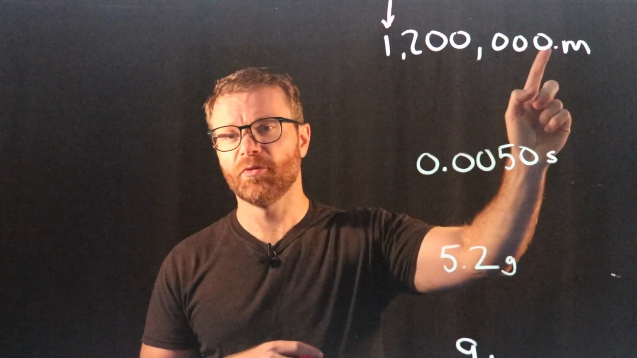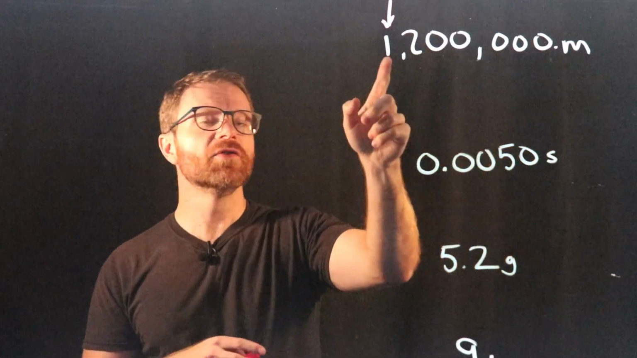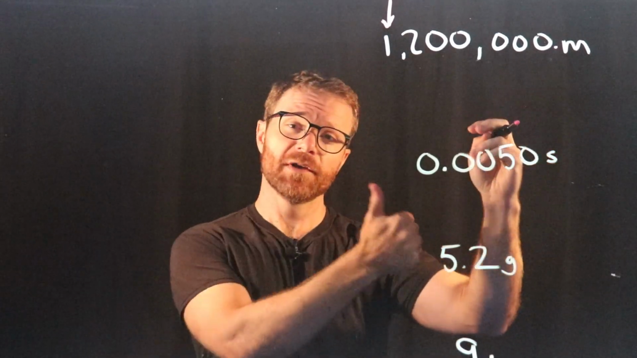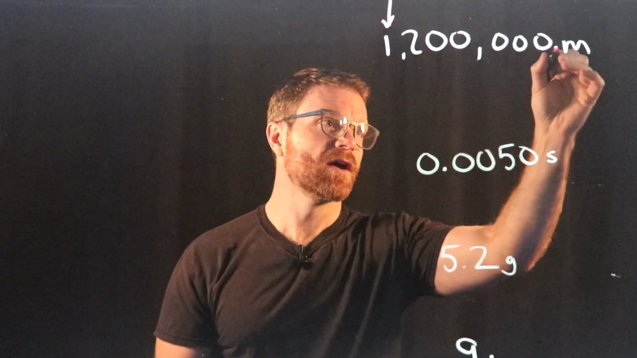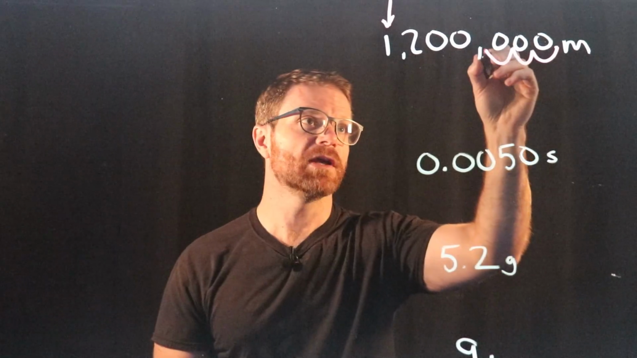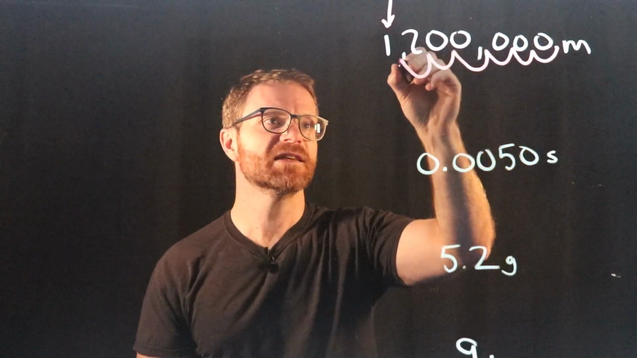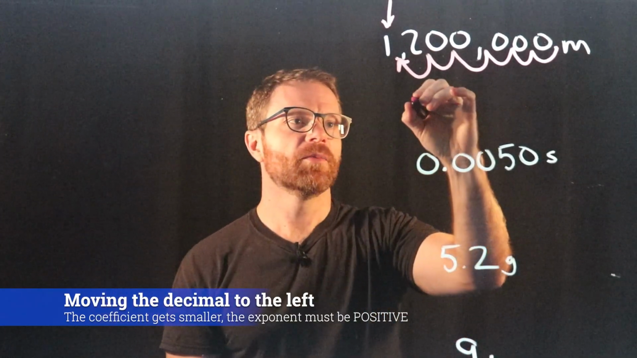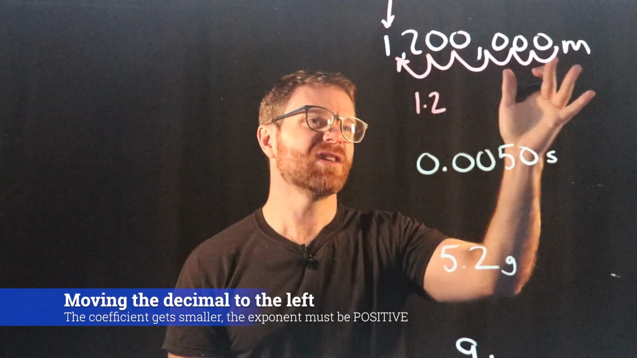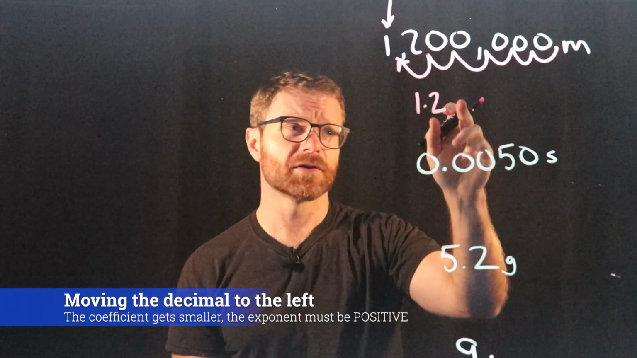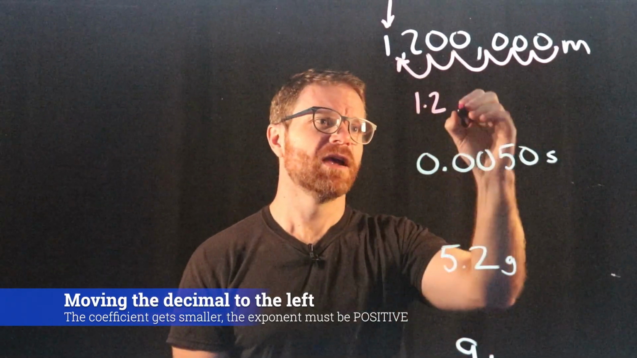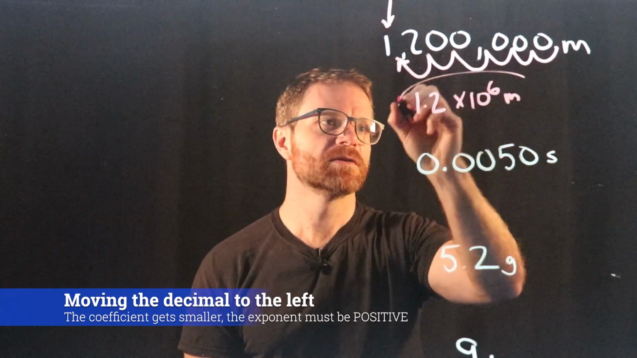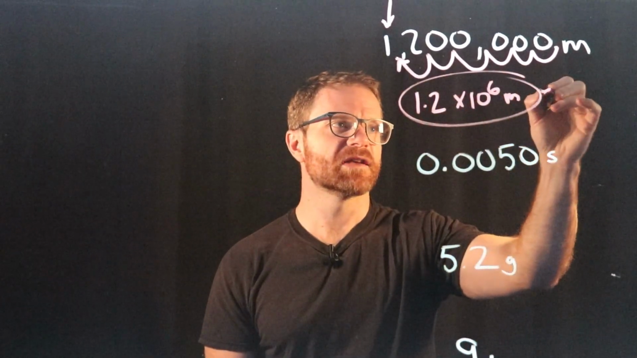So let's take that decimal point at the end of this number and move it until it's right after this 1. So we're going to move the decimal point the other way now, to the left. We're going to go 1, 2, 3, 4, 5, 6, and there we go. It's right after the 1. So we end up with 1.2, and then you can either include these zeros or not include these zeros depending on what you know about significant figures, times 10 to the 6th meters. And now this number is in scientific notation.